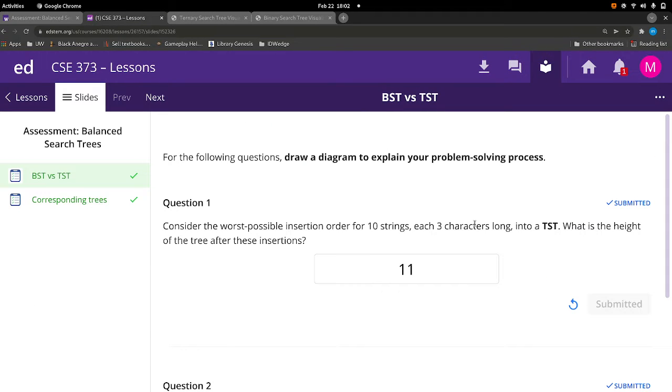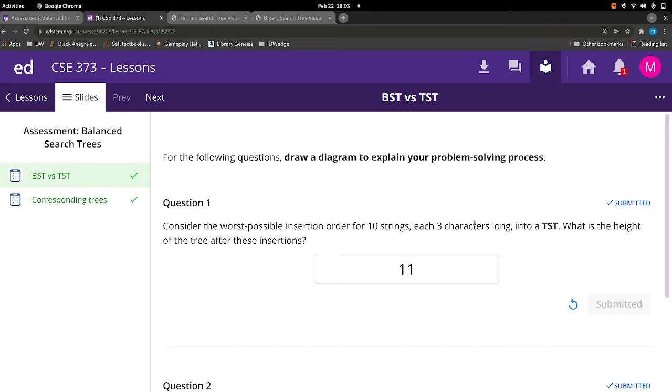Okay. Consider the worst possible insertion order for 10 strings, each 3 characters long, into a ternary search tree. What is the height of the tree after these insertions? Well, the worst possible scenario would be that none of those strings share the same prefix. Since a ternary search tree stores characters instead of strings, strings that share the same prefix don't always have to add to the actual height.